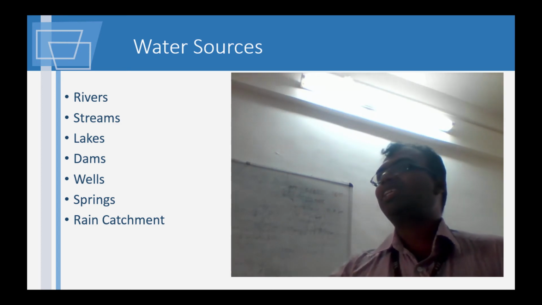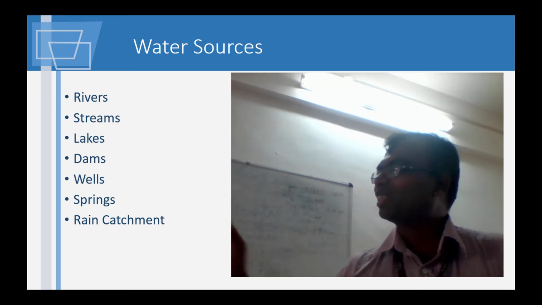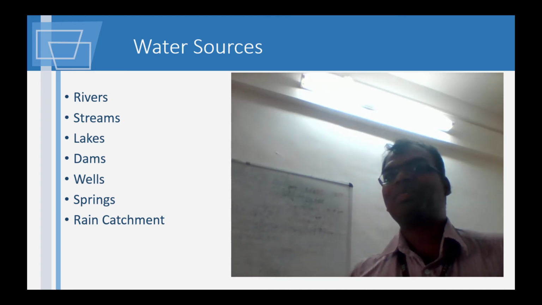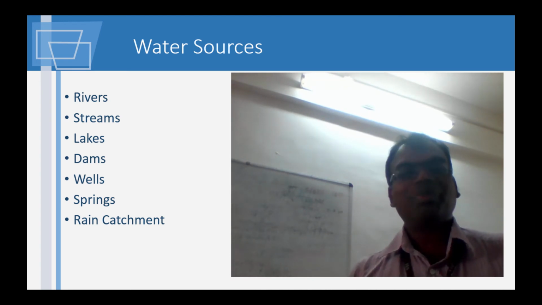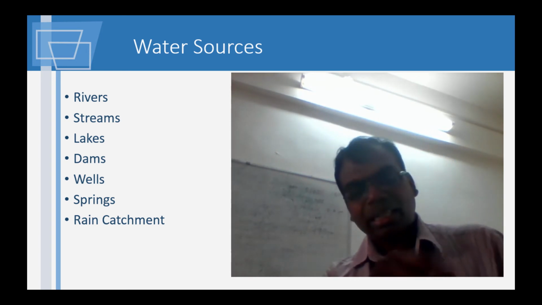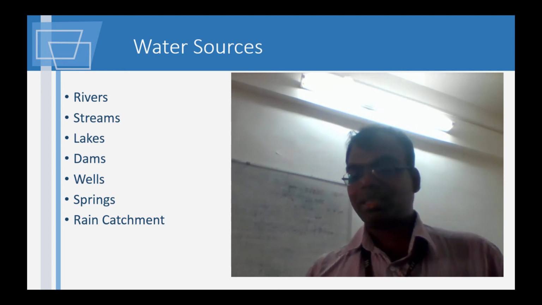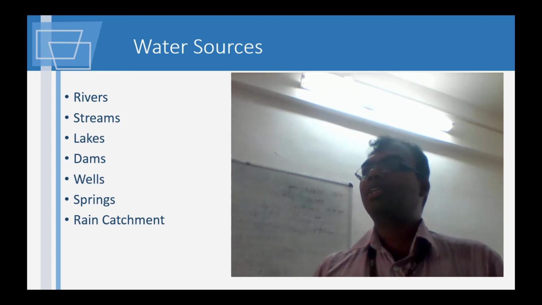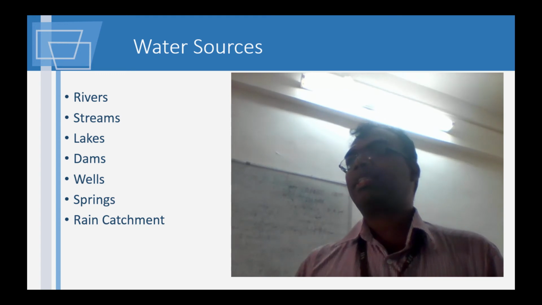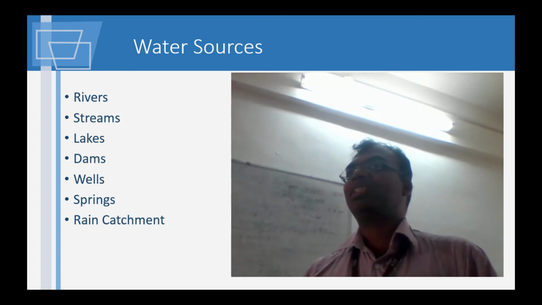However, I am talking on a very general level. For example, for Kerala my theory will not work. They may have streams which other parts will not have. So dams, wells, springs, and rain catchment. This rain catchment area is a very important thing to be managed. Chennai's flood was because of poor management of watersheds.